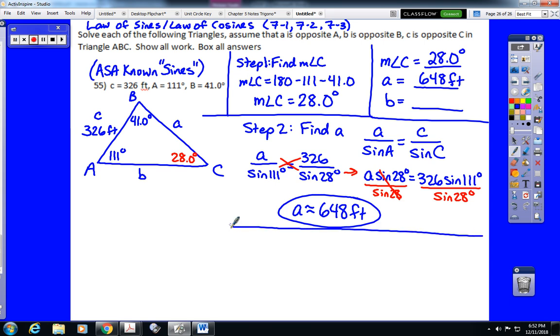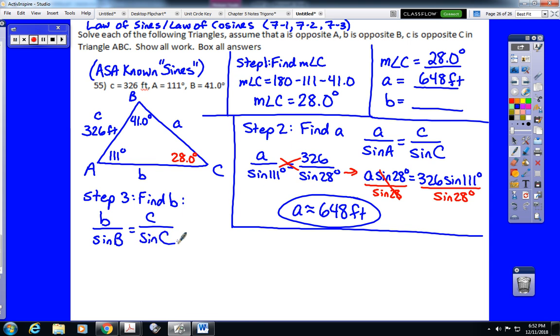Finally, step 3, and I'm actually going to use some of this space over here. We're going to find little b. We're going to use a very similar approach. b over the sine of angle B equals little c over the sine of angle C. Same exact work as before. Little b divided by the sine of 41 degrees. That looks like a 91, so I'm going to fix that. There we go. 41 degrees equals 326 divided by the sine of 28 degrees.